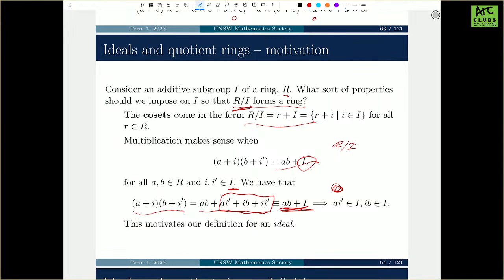And so we impose the restriction that these two things have to be in I, because we know that this one is going to be in I. Yeah, so that's what motivates our definition for ideal. We need that for all A in R and for all I in I, that AI is in I.